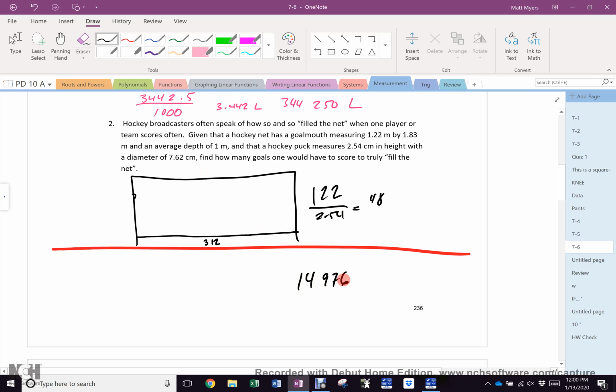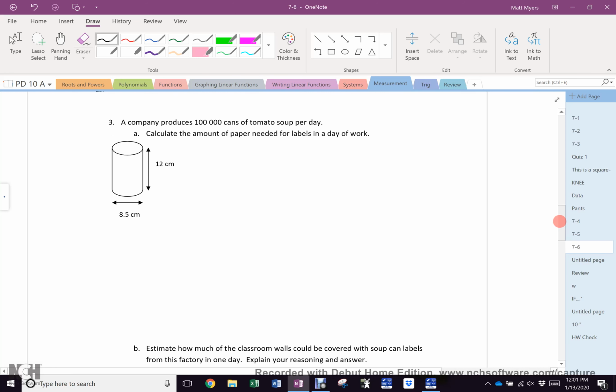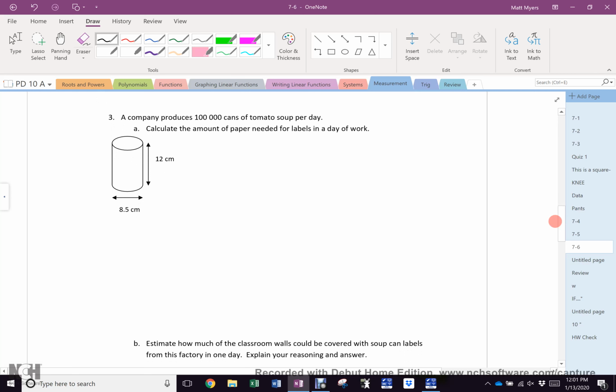It's not volume because there's empty space. Everybody cool? How could I change this question to make it volume? What would I have to do to the pucks? I'd have to have square pucks, or I'd have to melt them down into a big puddle of rubber and then pour it into the net. Everybody understand? All right. What was the challenge with this question?